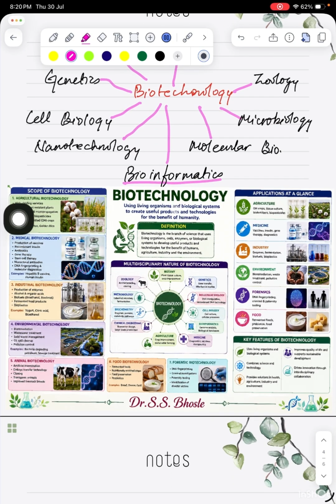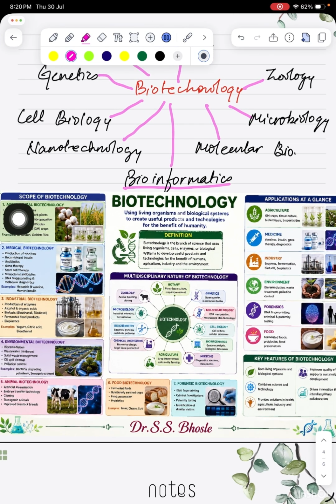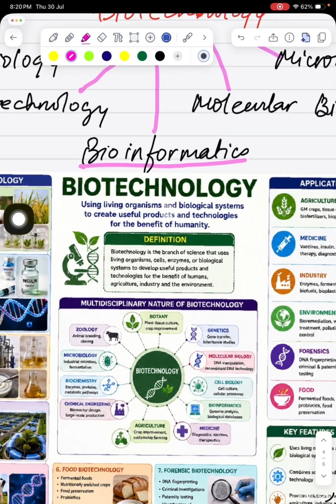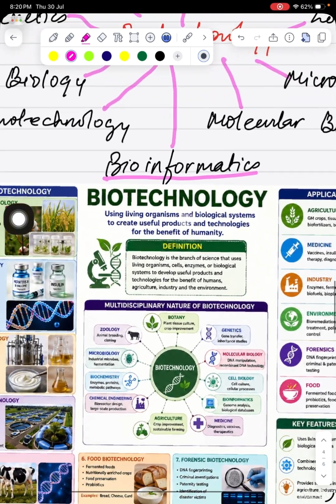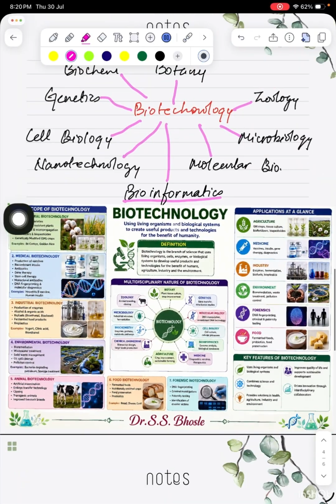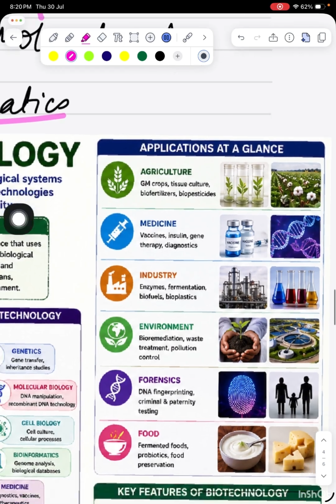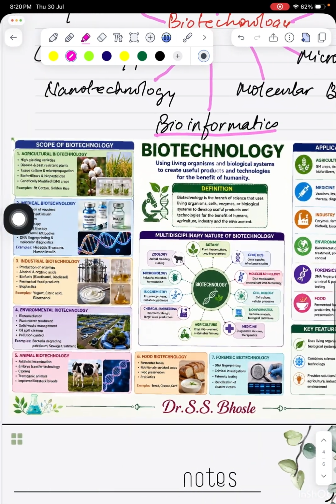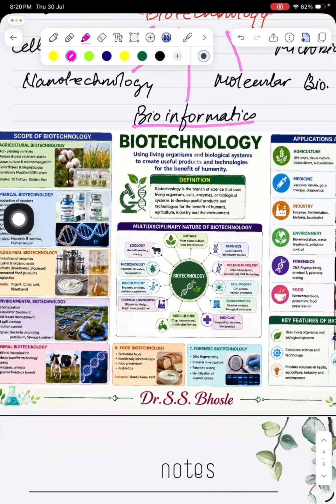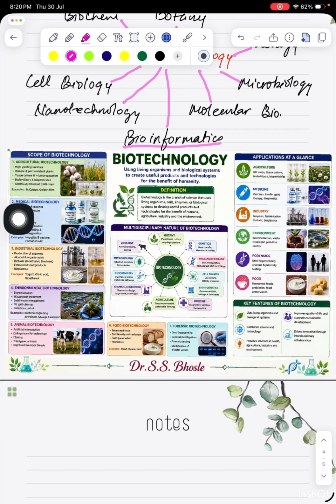And we are coming to the last part of this session. Here I have given the summarized form of biotechnology. You can also take a screenshot of this. It covers the definition of biotechnology, applications of biotechnology, the scope of biotechnology, and key features of biotechnology. So what we have studied till now is all given over here. So you can take a screenshot, and whenever you want to revise, you can use this.